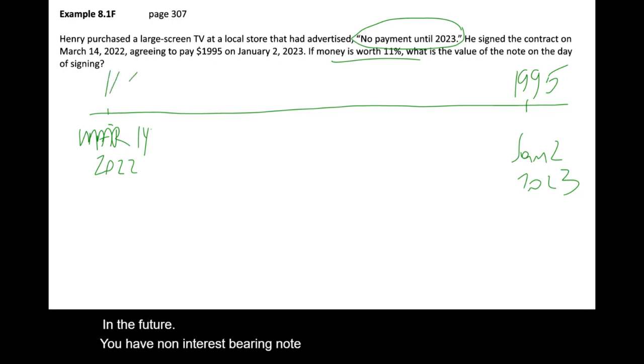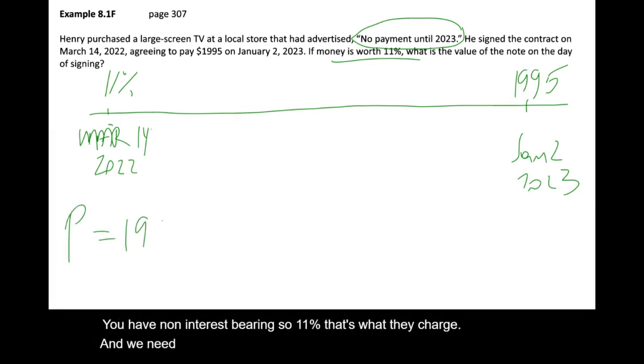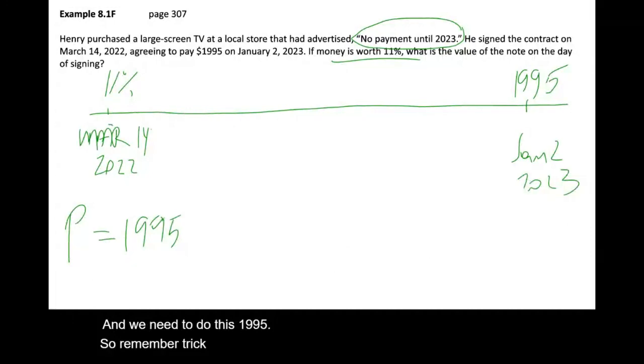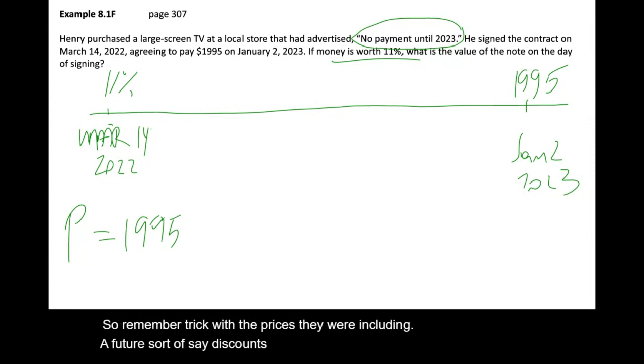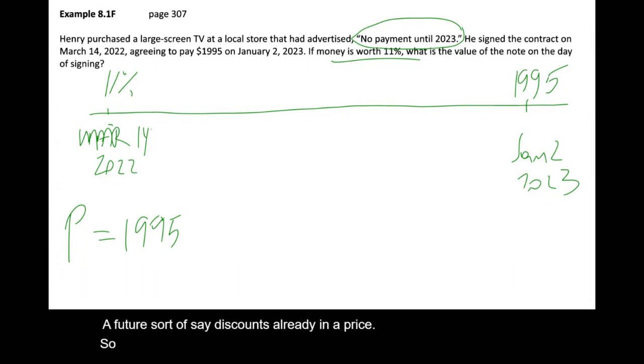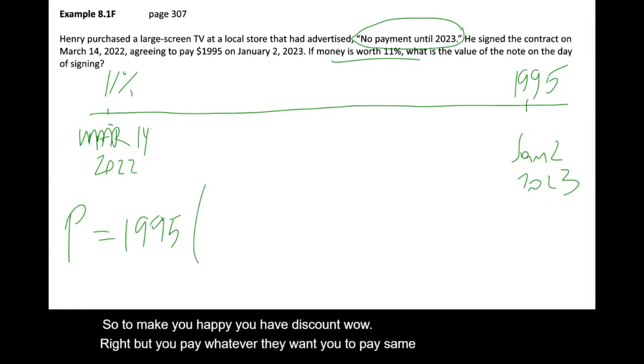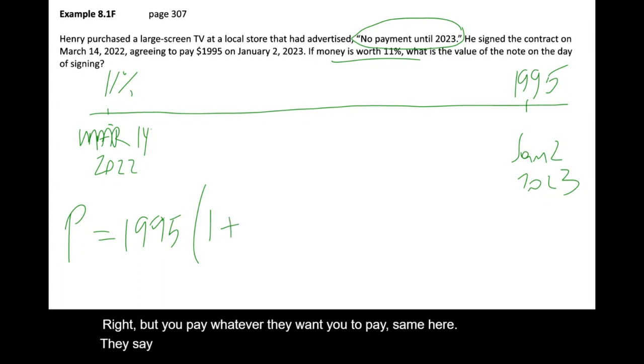So 11%, that's what they charge. And we need to do this for 1995. So remember the trick with prices, they were including future discounts already in the price. So to make you happy, you have a discount, wow, right? But you pay whatever they want you to pay. Same here. They say don't pay until 2023, but in reality, they charge you interest for that.